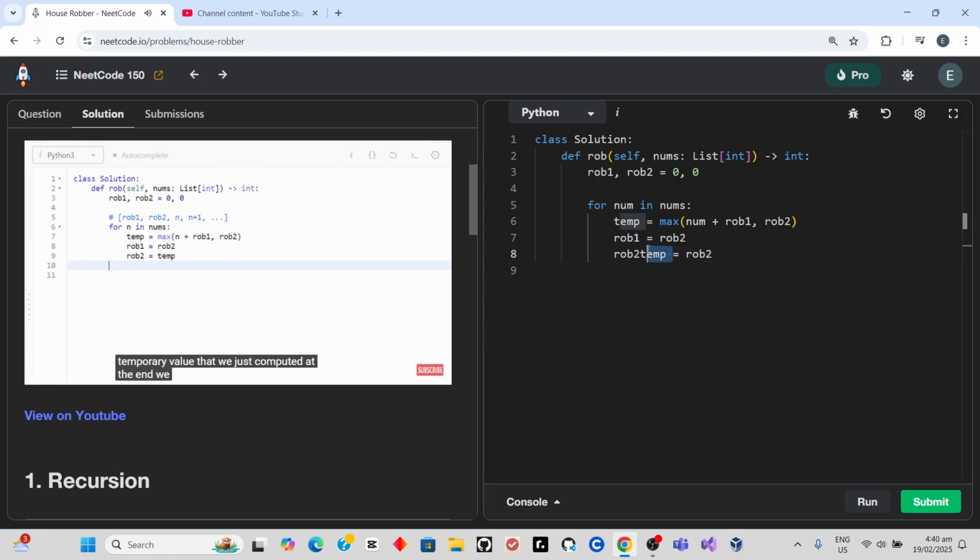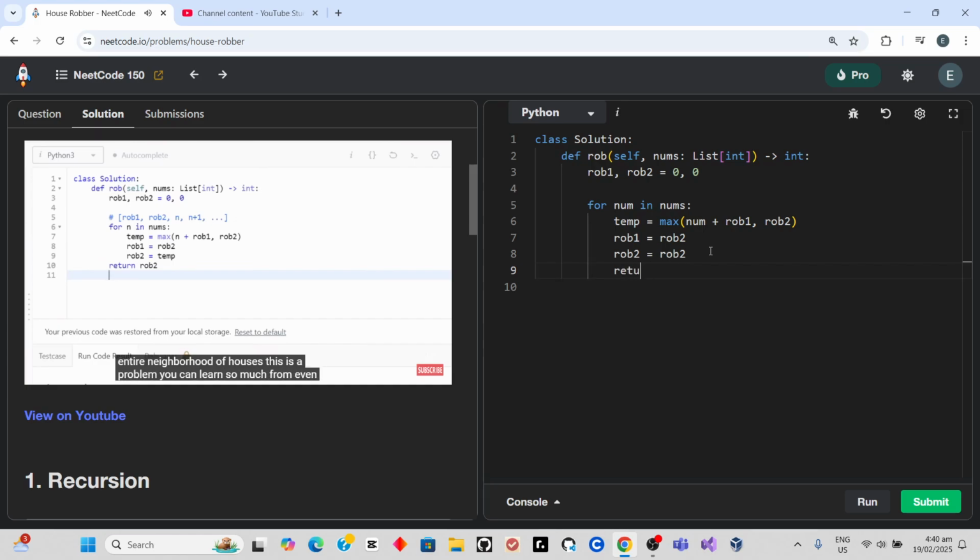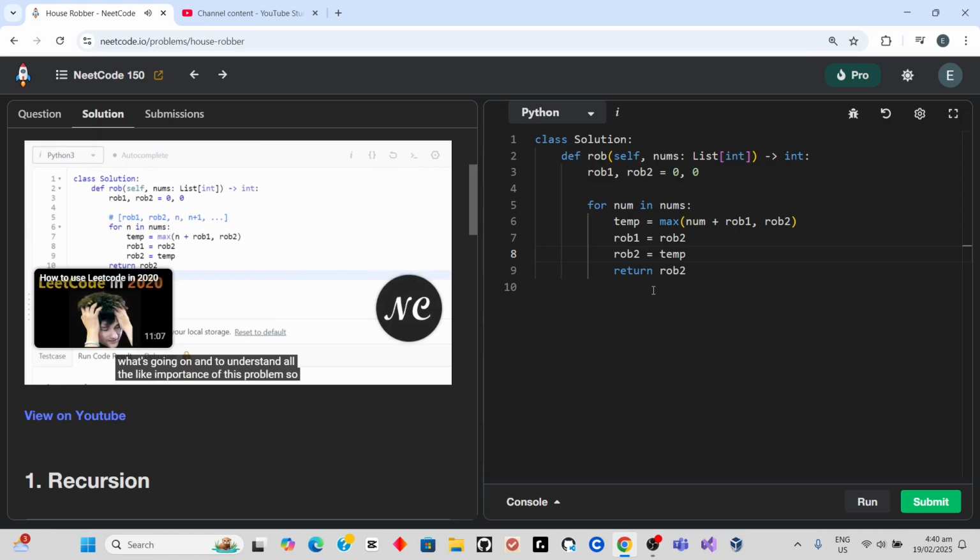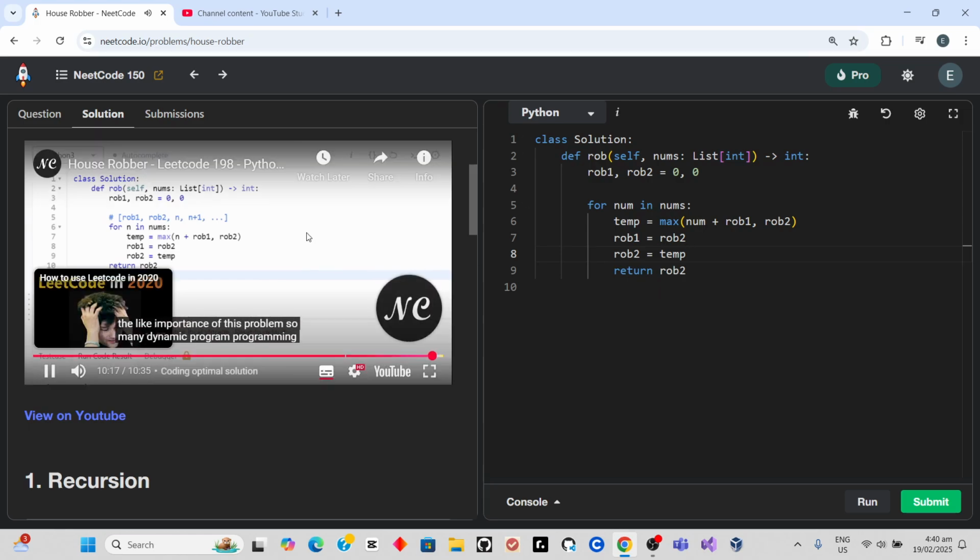At the end, we want to return rob2 because by the time we get to the end, rob2 will be equal to the last value, meaning that it will be the max we can rob from the entire neighborhood of houses. This is a problem you can learn so much from. Even though it's an easy problem, it might take you a while to digest exactly what's going on and to understand all the importance of this problem. So many dynamic programming problems are built upon this one.